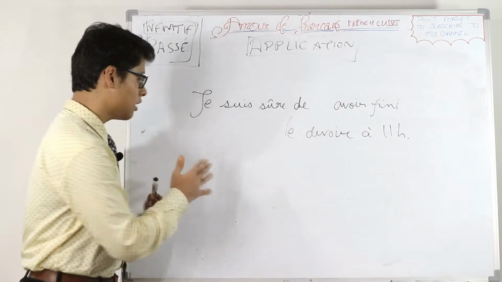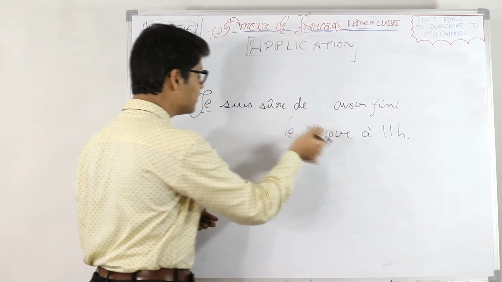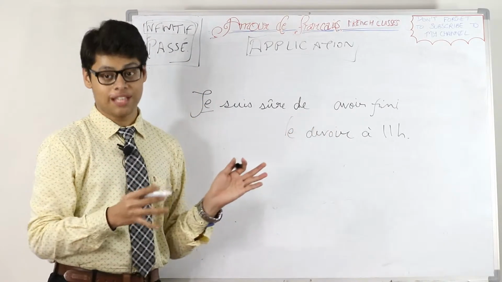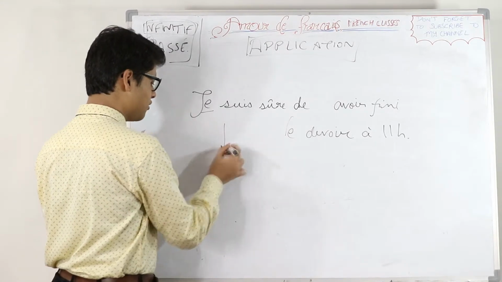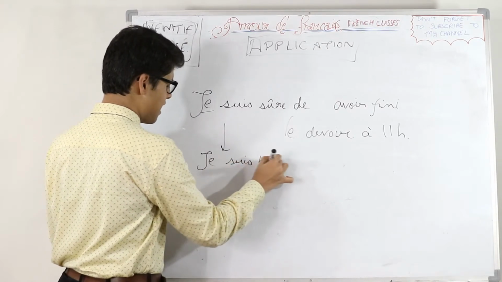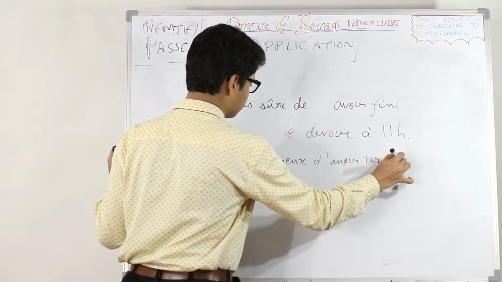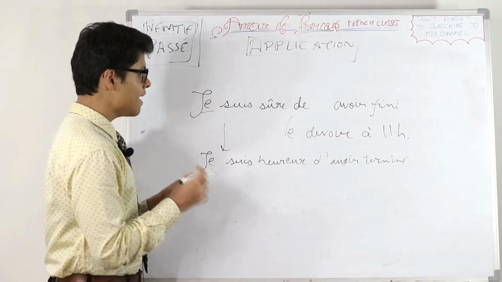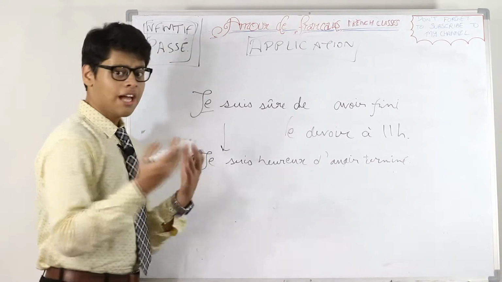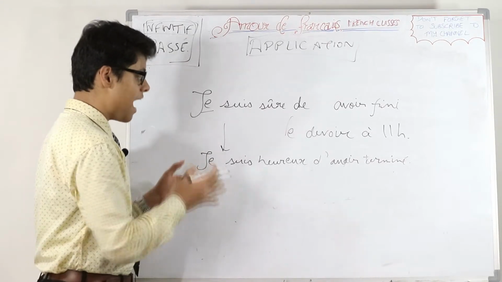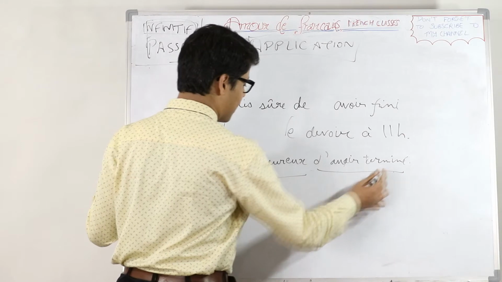Hence, which tends to use infinitive passé. Here it's je, and here also it was supposed to be je. Then only we can use infinitive passé. Both subjects have to be the same. Let's make something related to this. Je suis heureux d'avoir terminé. I'm sure that I'm going to finish my homework at 11 o'clock. At 11, I finished my homework, and hence I am happy to have finished. Je suis heureux d'avoir terminé.